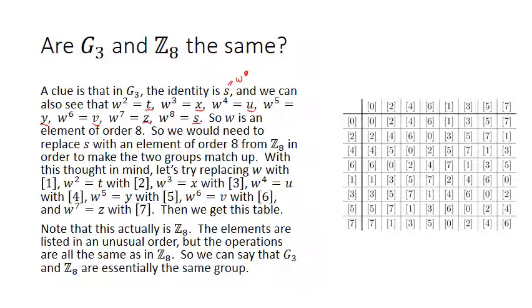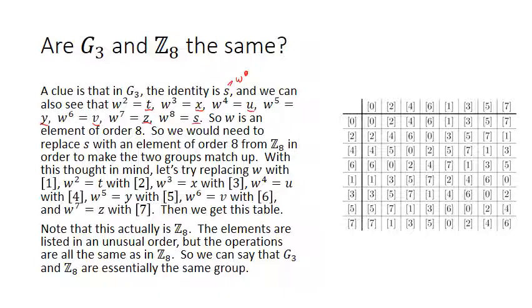So there are more than one element in Z8 with order 8. There's also 3, 5, and 7. I believe all the ones that are relatively prime to the modulus. But anyway, we need to pick one of those to replace W, otherwise it's definitely not going to work.